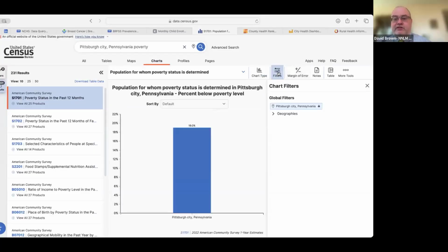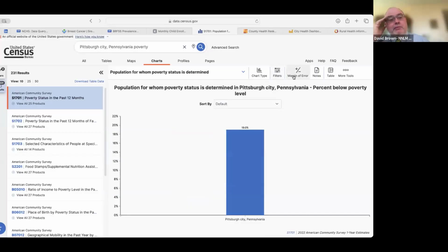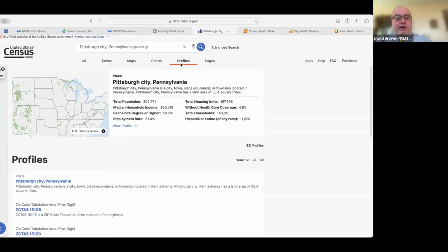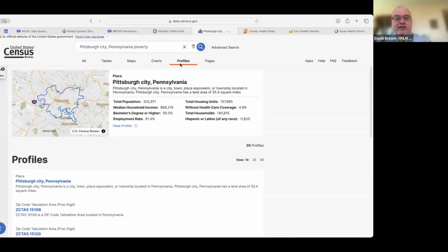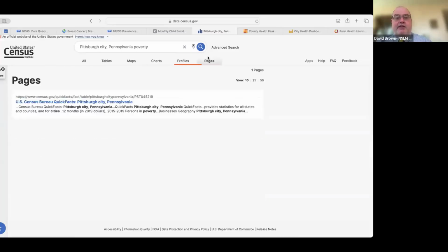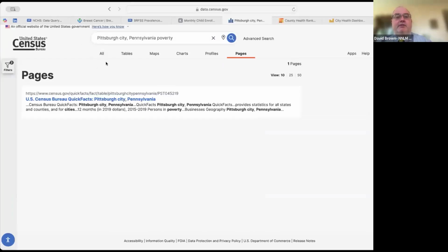Then we can do other filters as well. Like I say, just a different way of putting it. You can look at your profiles as well, and then any additional pages that you want. Like I say, a lot of good resources here, just a different way of doing it.